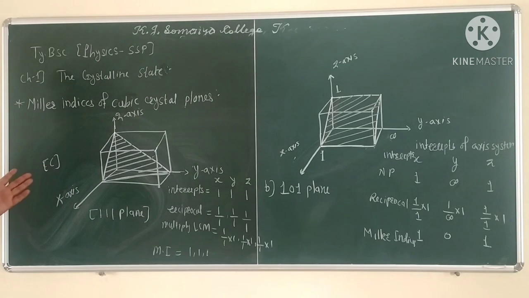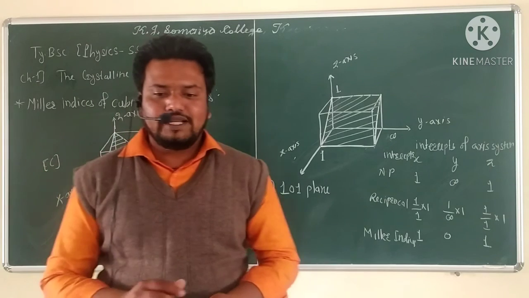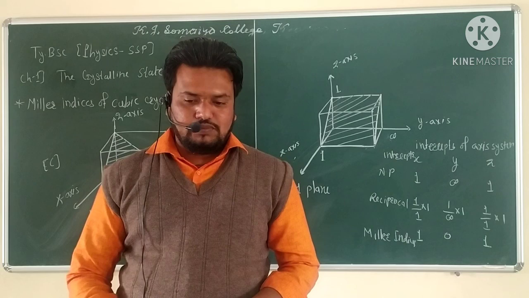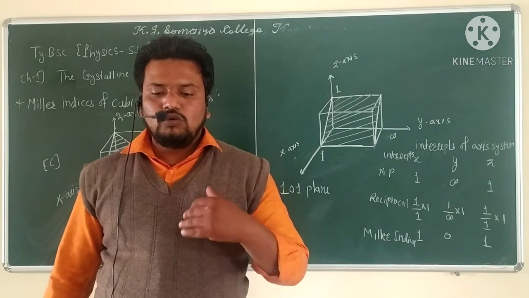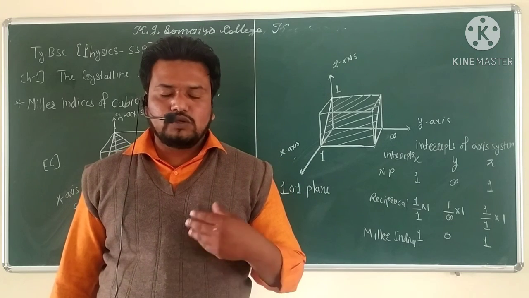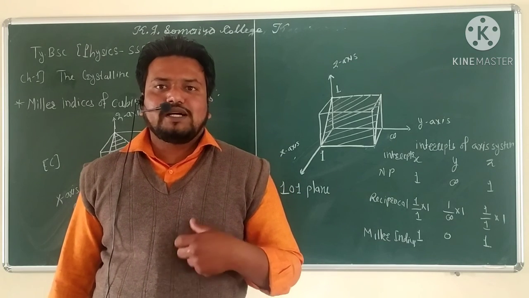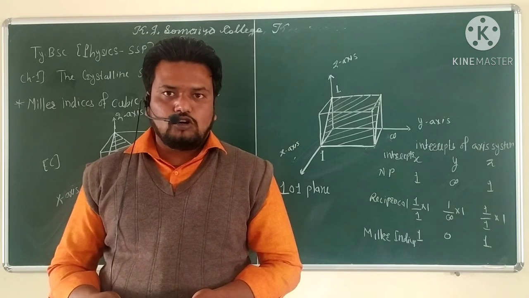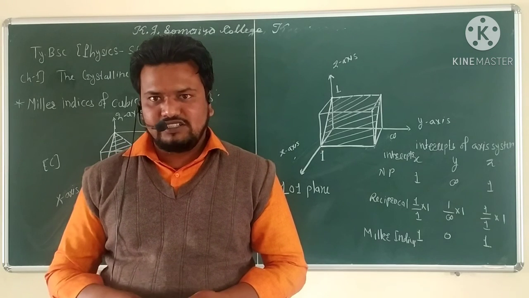So this is the idea about the Miller indices of the cubic plane system, or the Miller indices of cubic crystal planes. In the next lecture we will see what is meant by interplanar spacing and how its formula is obtained.